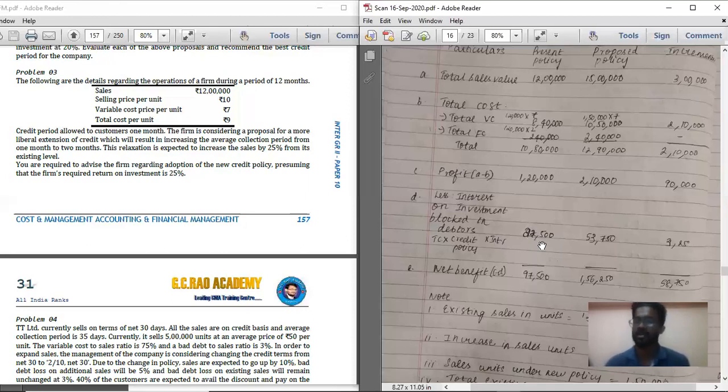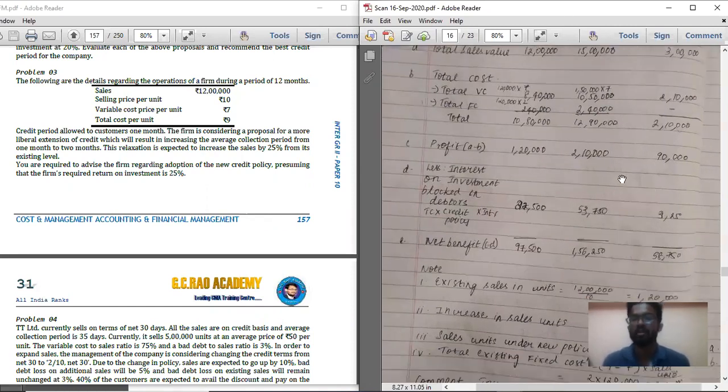And under proposed policy, profit is 2,10,000 and interest on investment blocked in debtors is 53,750. So the net benefit is 1,56,250. And for incremental, incremental profit is 90,000 and incremental interest on investment blocked in debtors is 31,250. So 90,000 minus 31,250. So total incremental net benefit is 58,750.